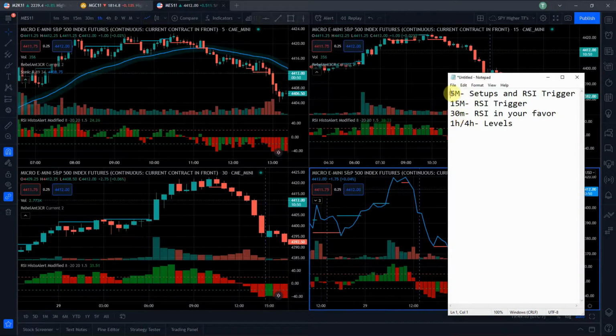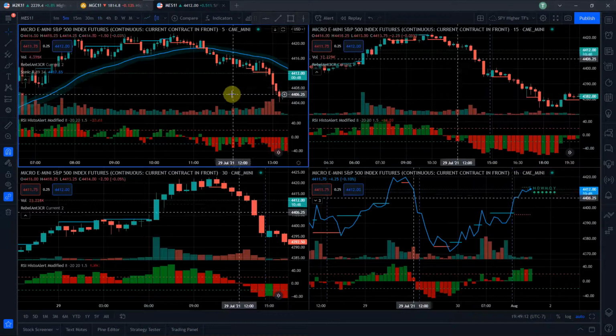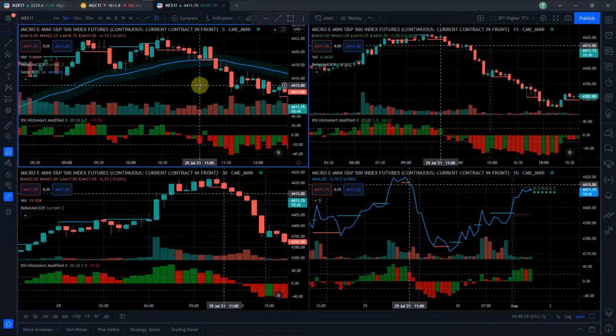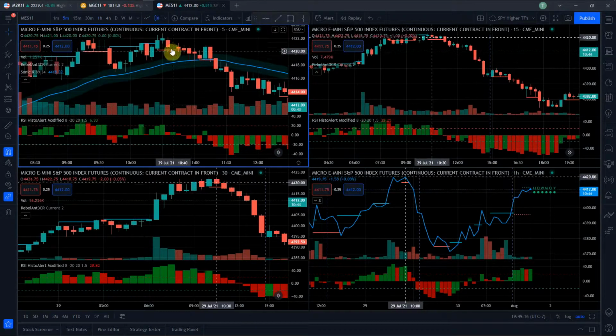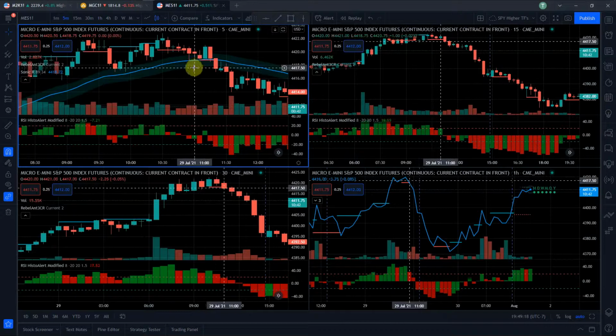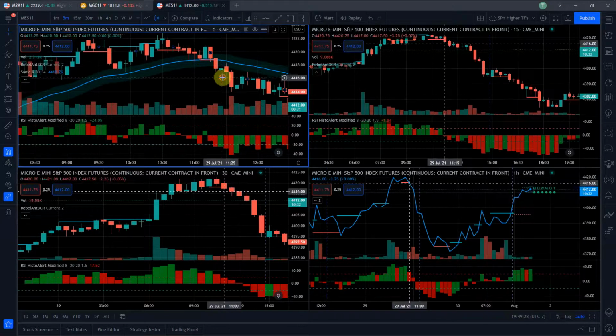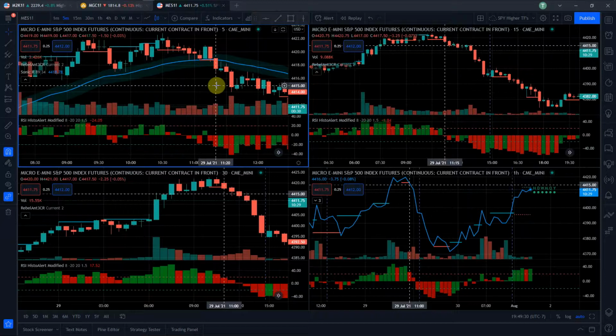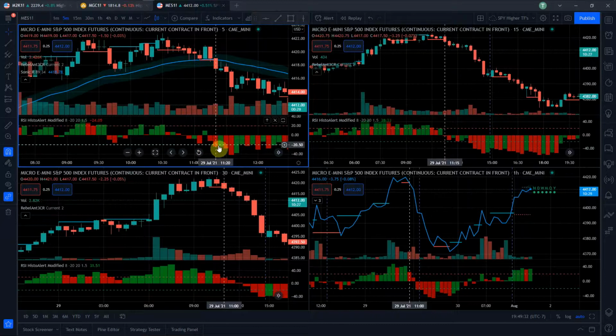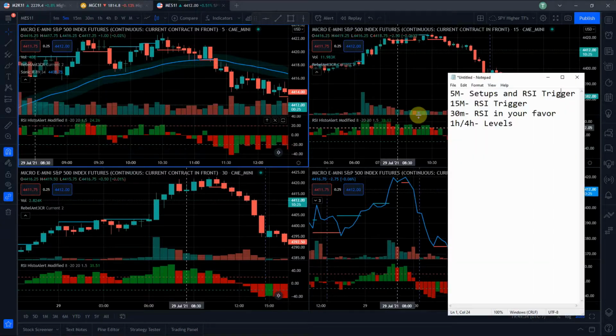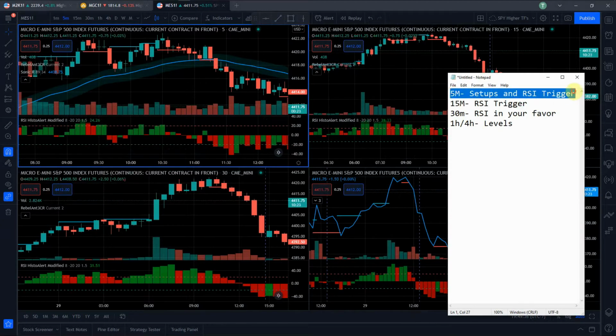It starts off on the 5-minute. So on the 5-minute, I start by looking for my setup. So we can see here, we had a 3CR, we pulled back, and then we closed below. Cool. So we have a setup. We also have RSI trigger. So let's look for our RSI trigger. Perfect. We have a bust, pullback, break, and close. Okay. So now we've completed everything on the 5-minute.